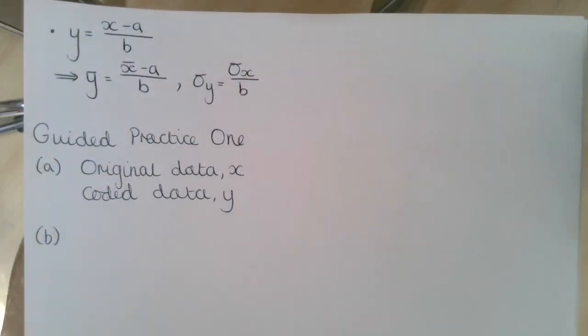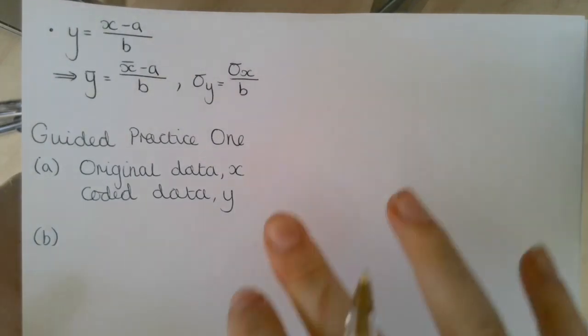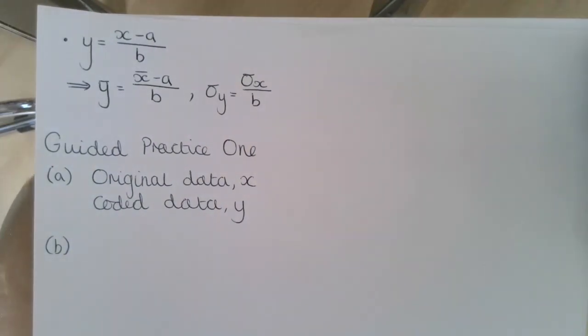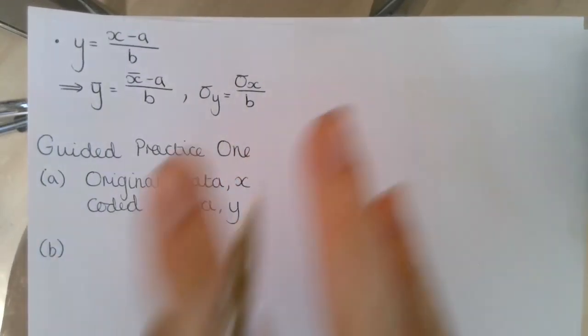This revision video is going to be on coding and how we code data and how we can calculate the standard deviation and mean of a coded set of data. So we are given a question here that says the scientist measures the temperatures X at 5 different points in a nuclear reactor and her results are given below.